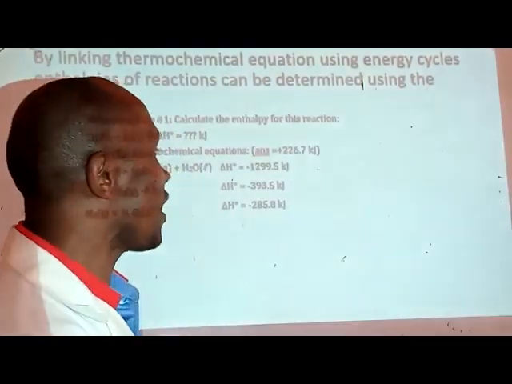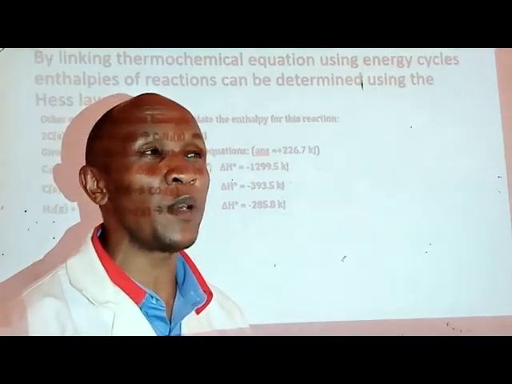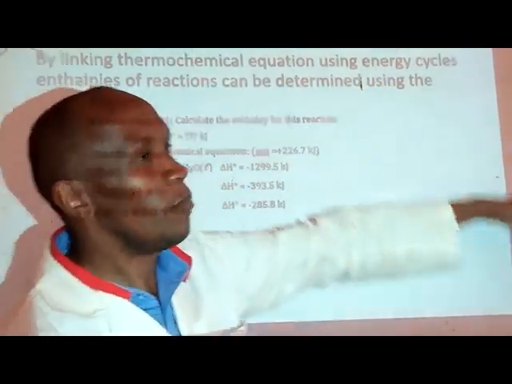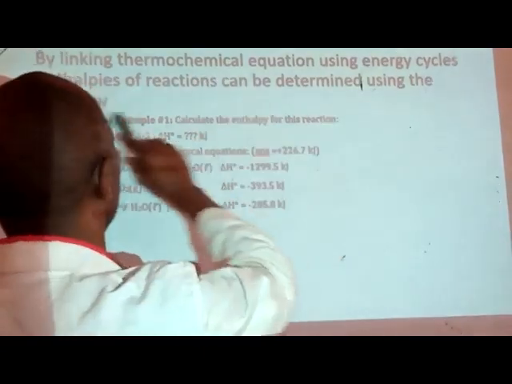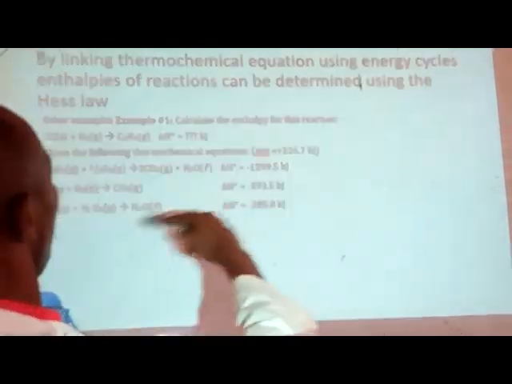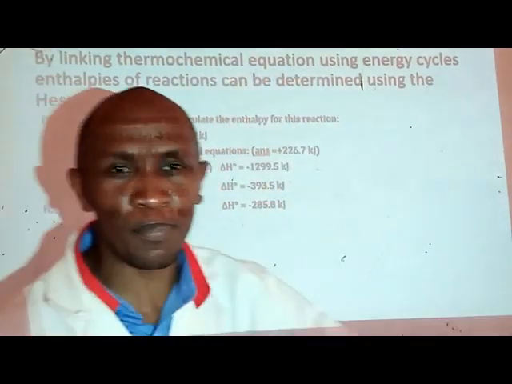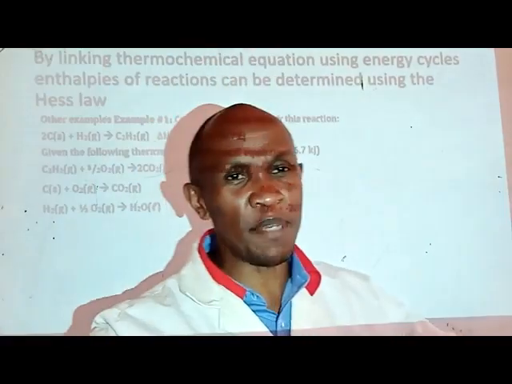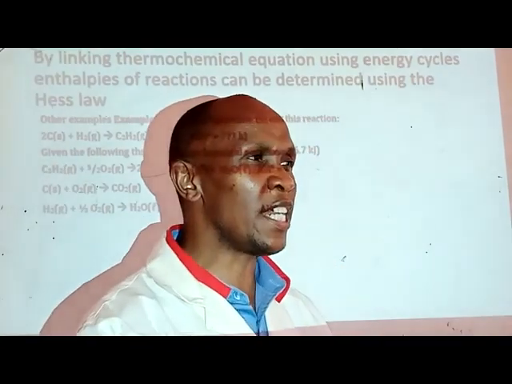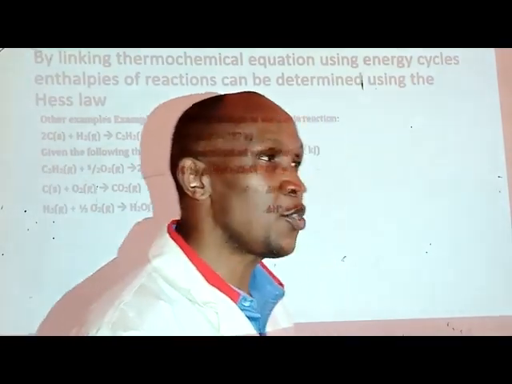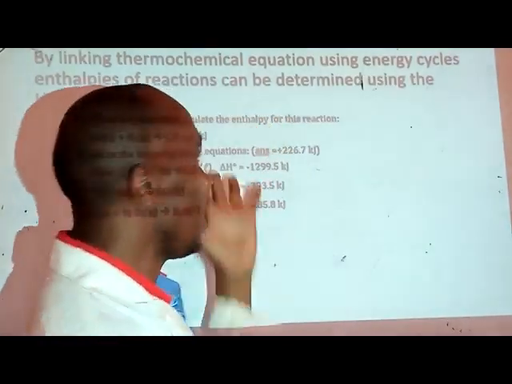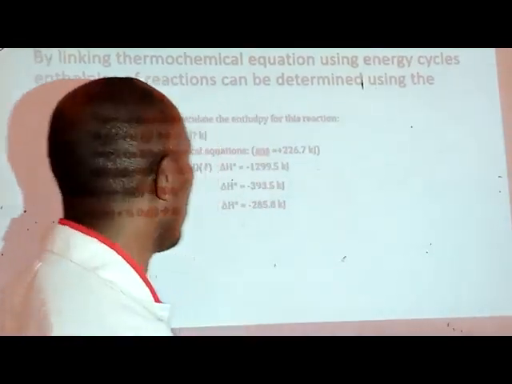We connect reactions by what we shall refer to as an energy cycle. We draw an energy cycle by linking up reactions. We are given some thermochemical equations, we link them up, and by so doing we can get the enthalpy of an unknown. Let's do that by means of an example.